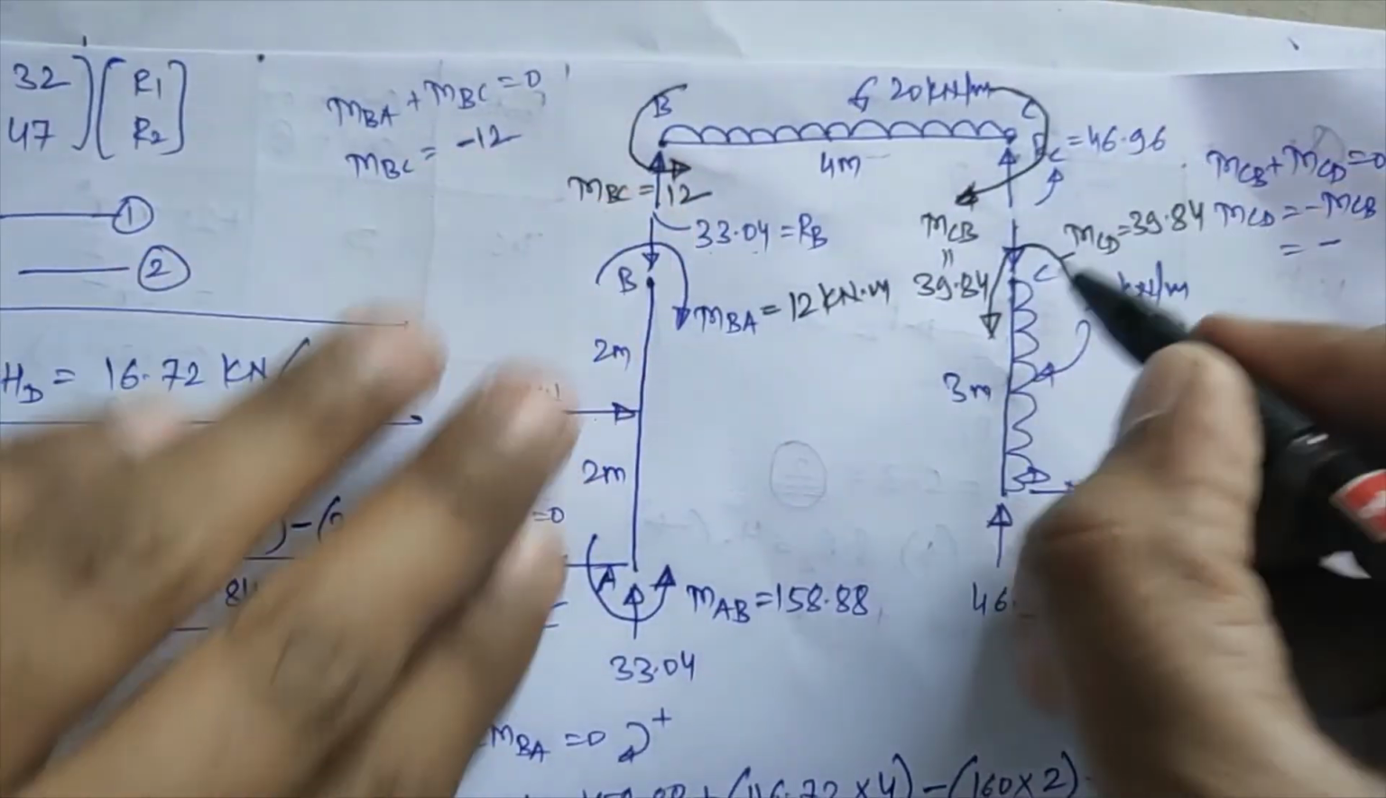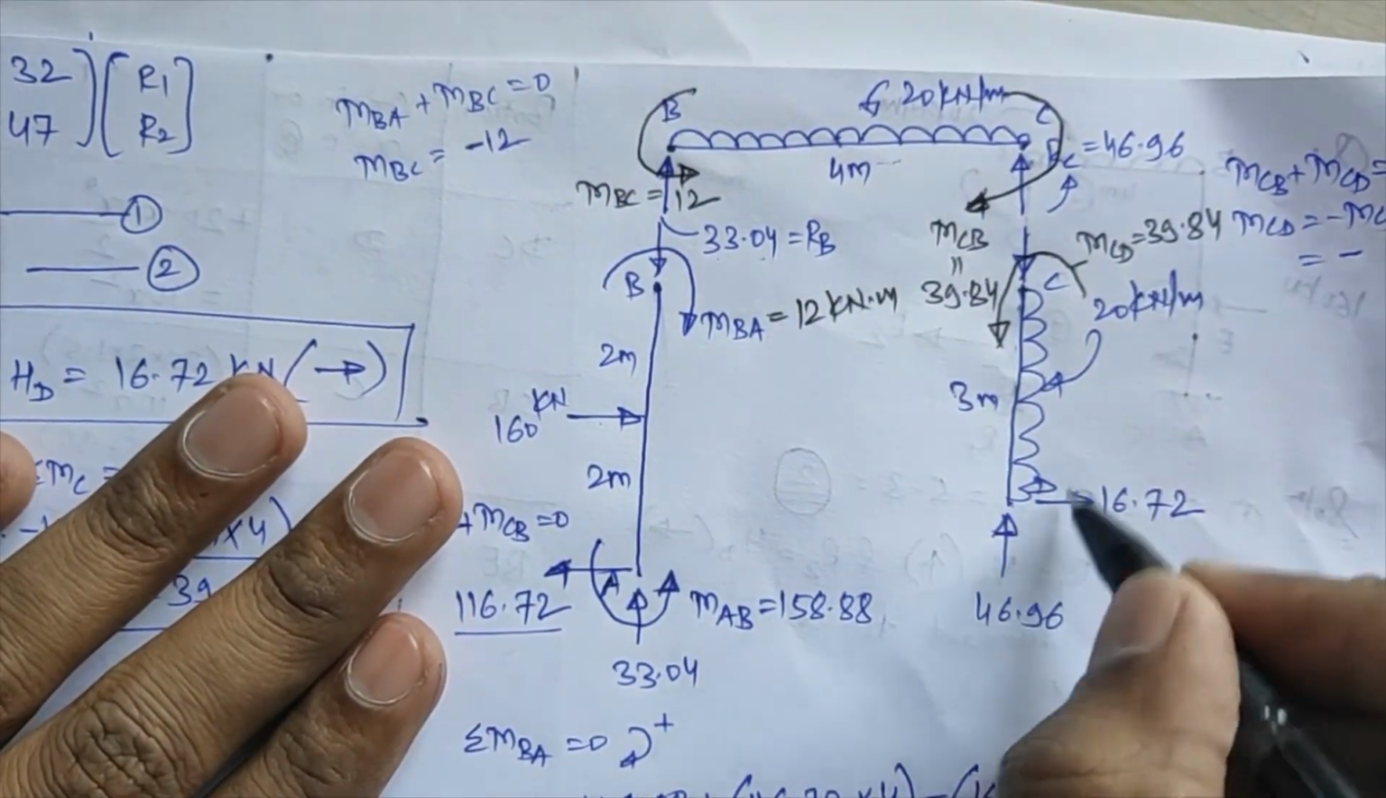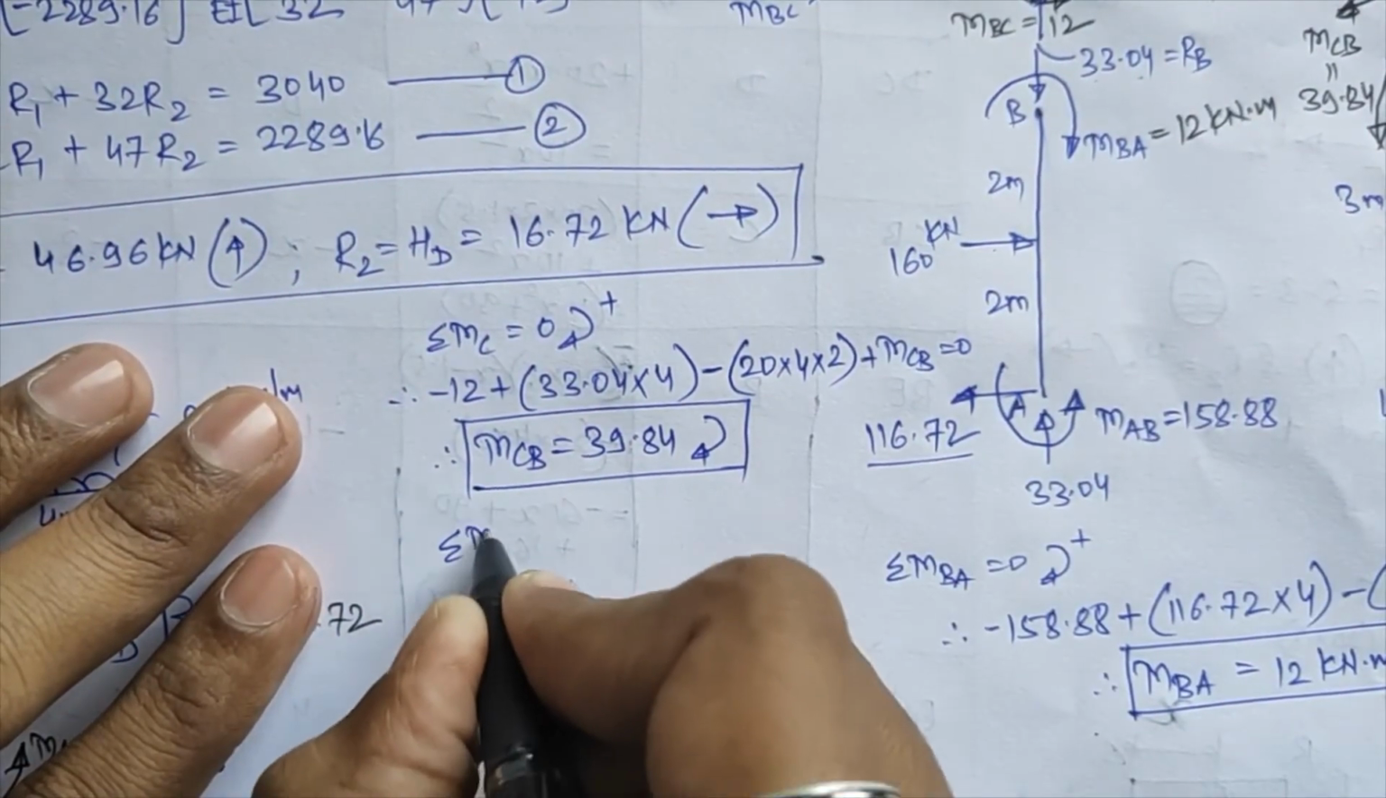Now we'll check from all these values whether the moment at this point, at the fixed support D, you are getting 0 or not. Okay. So for that, I'll take summation of moment at D equal to 0.